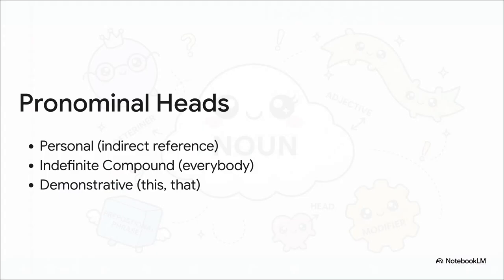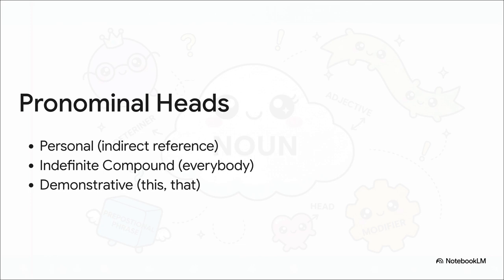Now, what happens when we skip the full nominal group entirely? We bring in pronominal heads to substitute for them. We use personal pronouns, which depend completely on indirect reference to a previously established antecedent to get their meaning. We've got indefinite compound pronouns, like everybody or nothing, and these act independently without needing antecedents at all. And then we have demonstrative pronouns: this, that, these, those.